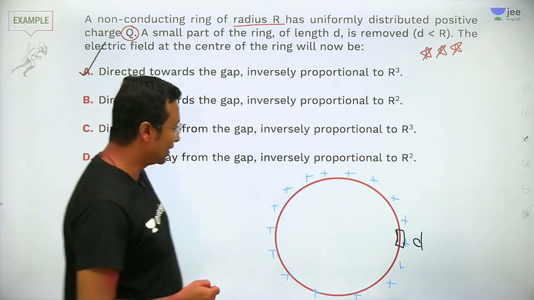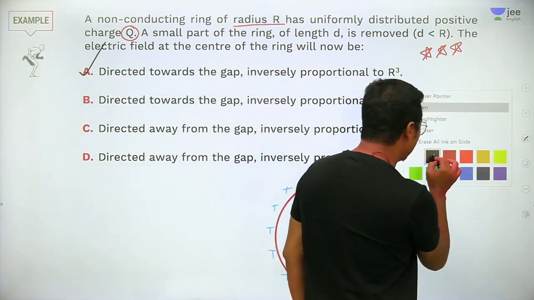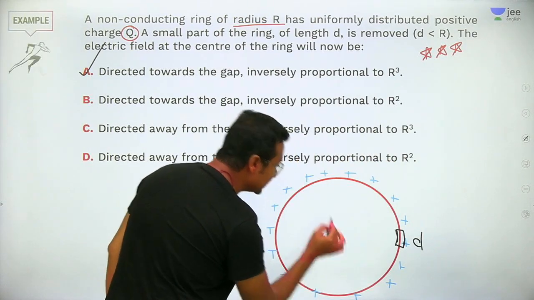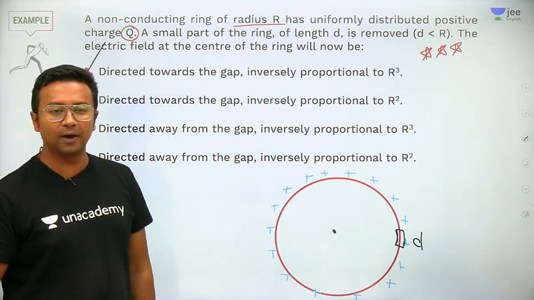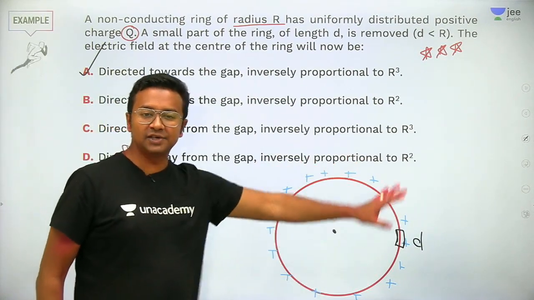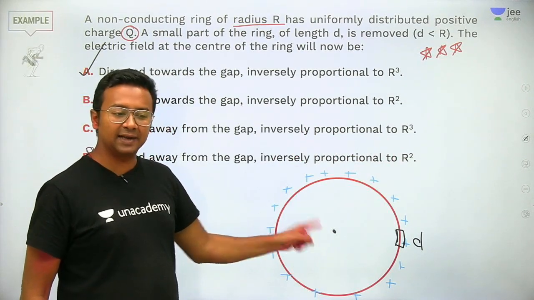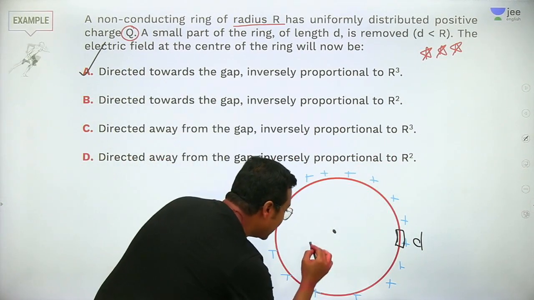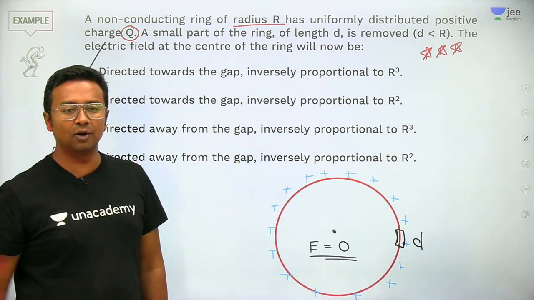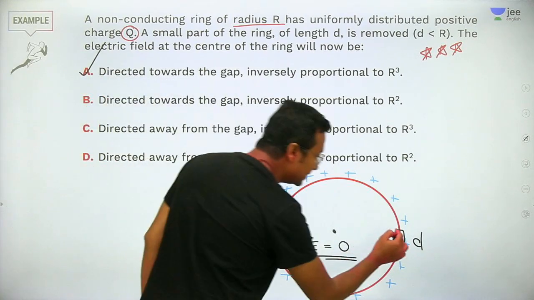Right now what we will do is, it's not a very difficult question. It's a conceptual question. This is the center of this particular ring. Now try to understand, if the charge is uniformly distributed over the ring, what will be the electric field at the center? All of you will agree, it will be equal to 0, right? Now let's see this portion.